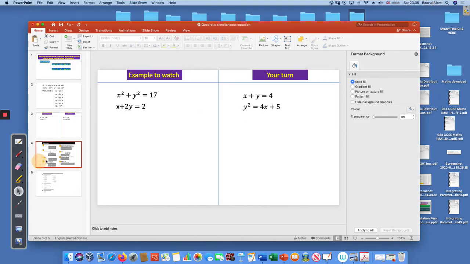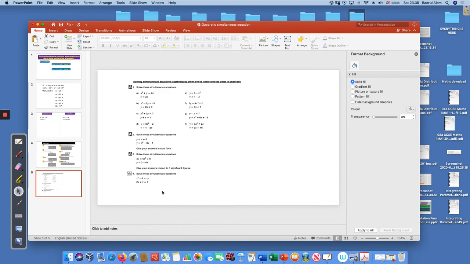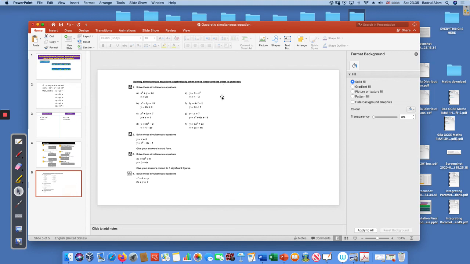And now it's your turn to solve these questions, all of them. Look at this, x plus y equal to 3 is one equation, the other one is x squared plus y squared equal to 5. Can you try to solve this? All of them. And also there is another one here. When you finish this, you solve this one. And that's all for today.